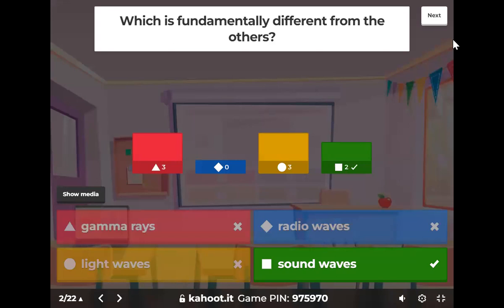It's sound waves, right? Because those other options, gamma, radio, and visible light, are all part of the electromagnetic spectrum, which are transverse waves that travel at the speed of light and can travel through a vacuum. But not sound. Sound is a longitudinal wave, like a pressure wave, travels about 1,000,000 times slower, and it needs a medium to go through. So it's categorically different than those other 3.